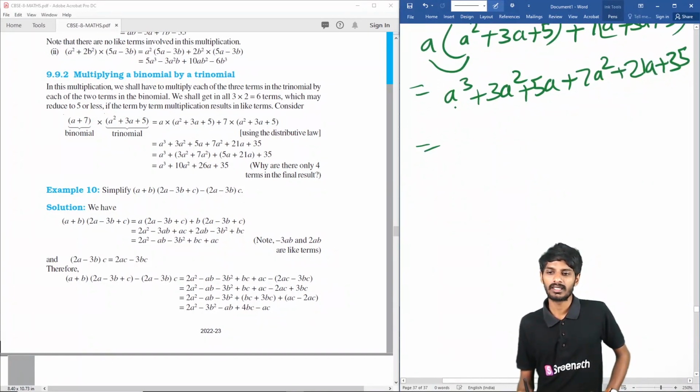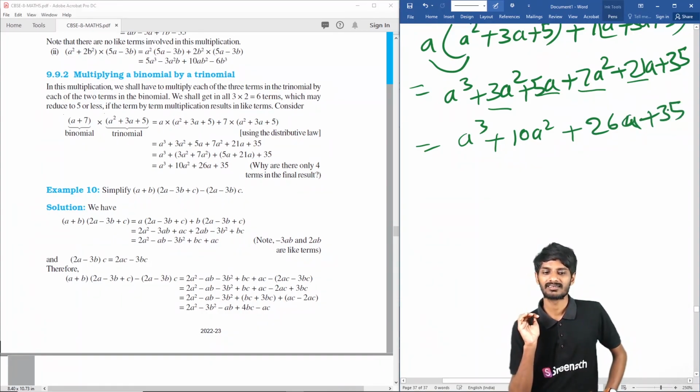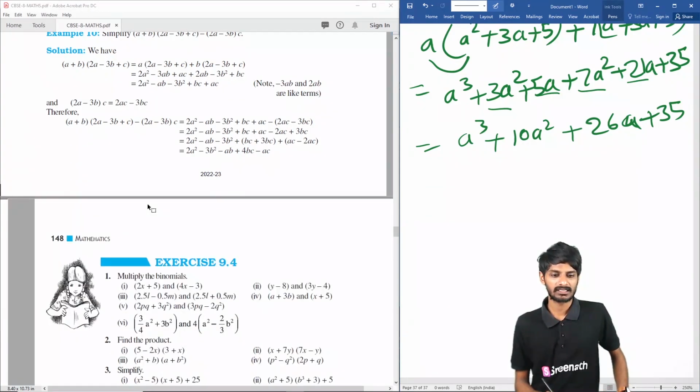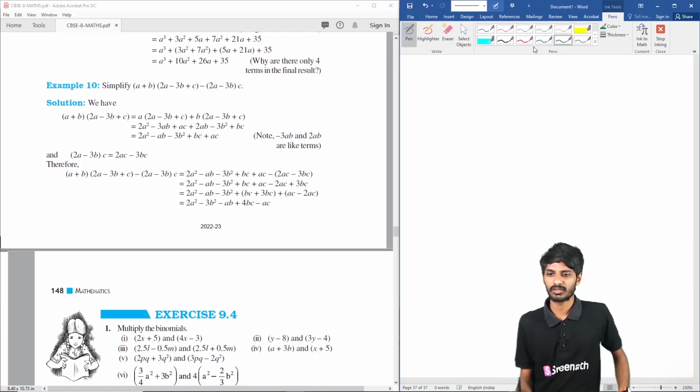Here a cube is there, and is there any like terms? For 3a square there is 7a square, so it is 10a square, and for 5a it is 21a, so 26a plus 35. That's it, students. Simplified example 10. I will do this so that it will be easy for you.